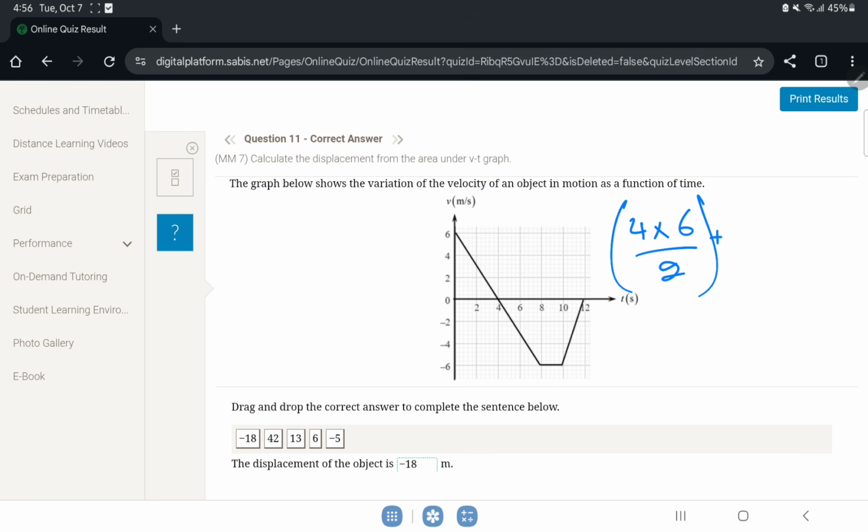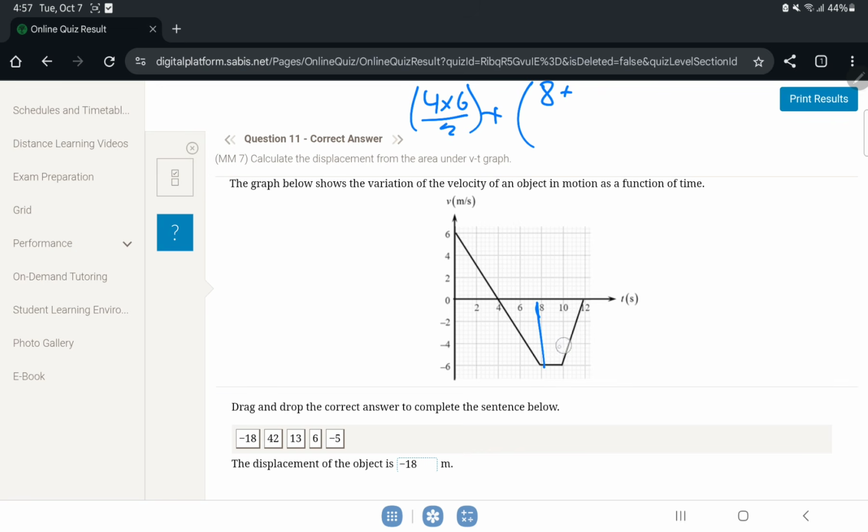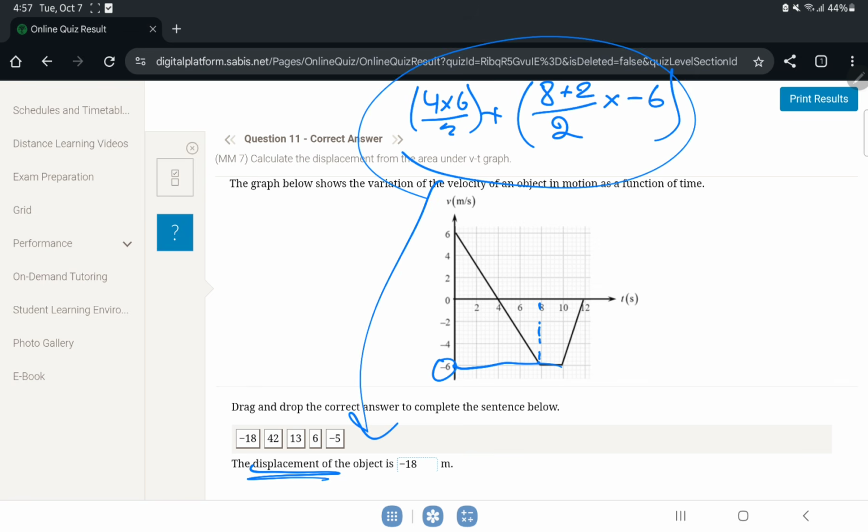Now the area of the trapezoid, okay, so 4 times 6 over 2. Area of the trapezoid will be, the first base is 12 to 4, so 8, so 12 minus 4, and the second base is from 8 to 10, so 2, over 2 times the height. This will be here, negative 6. Don't forget the negative, it's negative. You're using displacement, so don't forget the negative. Plug it into the calculator and you will get negative 18.